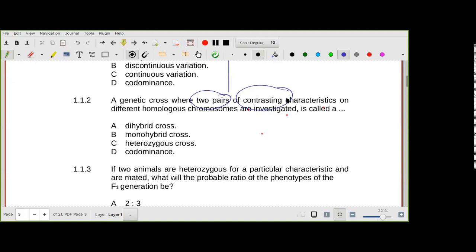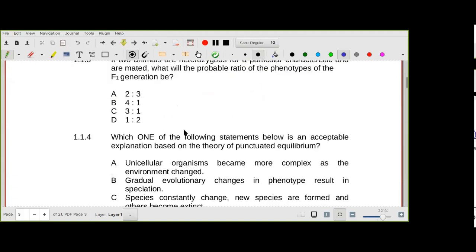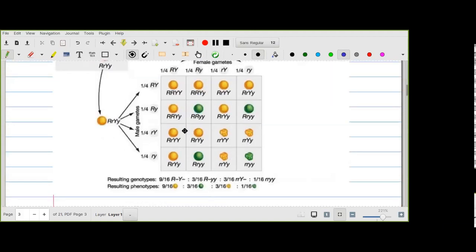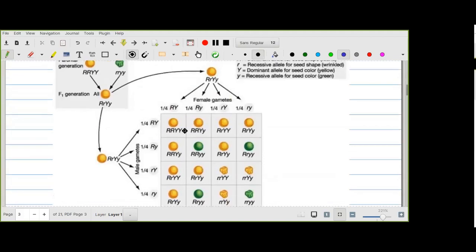So we're taking a look at two genetic features, and this is what we get in a dihybrid cross. Ladies and gentlemen, this is a typical example of a dihybrid cross. In this case, I'm looking at two features. What features am I looking at?